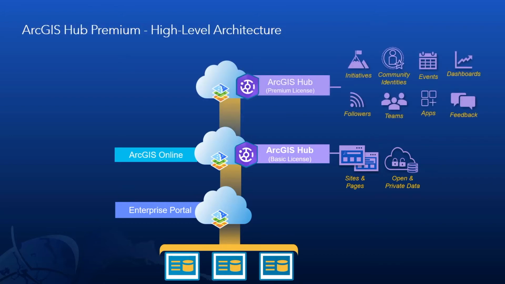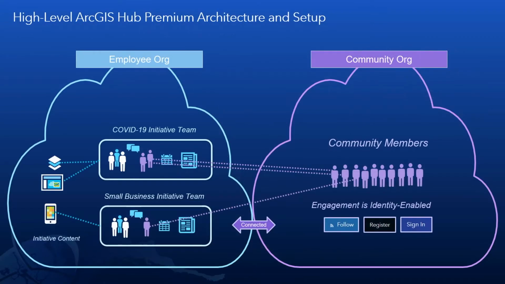Hub Premium brings additional functionality, and the main aspects of that are the community identities, being able to have a separate org to bring in the community as a part of that, and that brings along extra functionality like followers and teams and initiatives, and the like. So that's really the main difference between the two, and we'll see what that looks like.